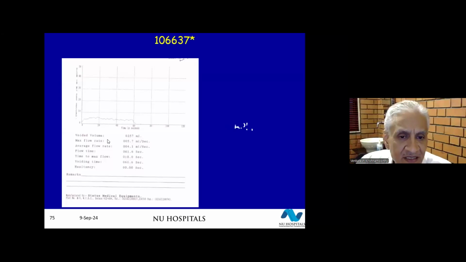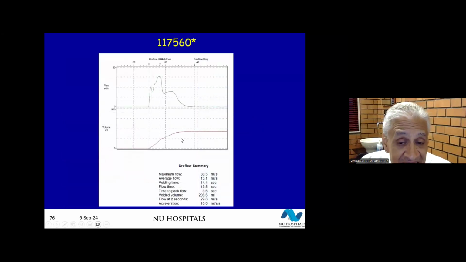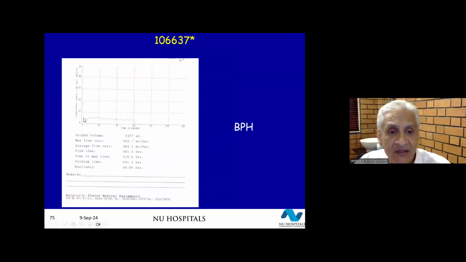Now, this is a patient who has what you call, would you say, typically stricture kind of flow. But what this patient had was actually prostatic obstruction. Why do you have this kind of a plateau in a stricture? Priya?